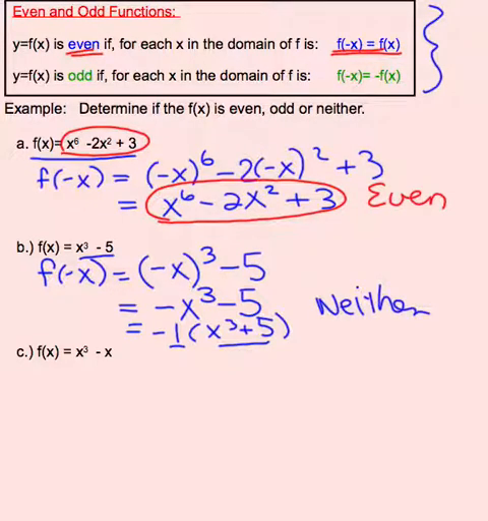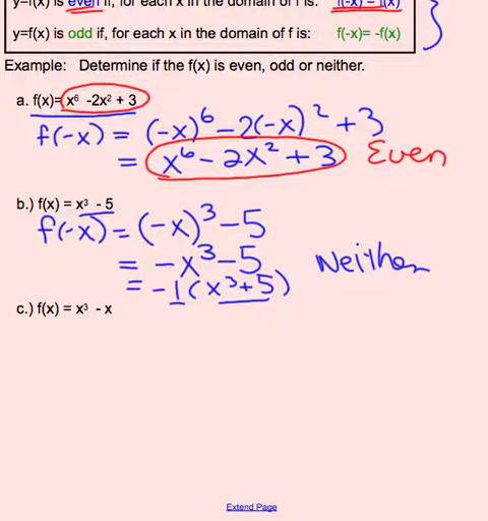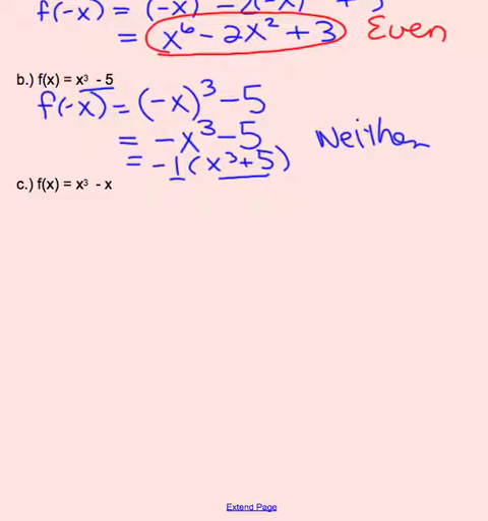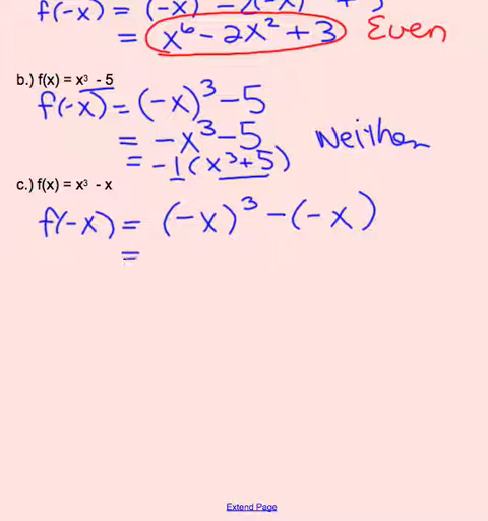All right, our last example, C. We'll plug a negative into the function. We'll simplify it. Negative x times negative x times negative x is negative x cubed. Negative x times negative x is a positive x. Well, we didn't get our original function back, but let's now pull out a negative. What we're left with is x cubed minus x.